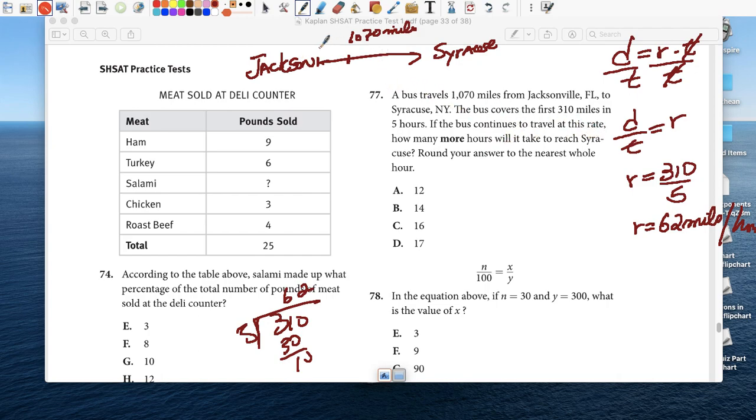Okay, so it traveled 310 miles, and we have a distance of 1,070. We already traveled 310, so let's subtract. 10 minus 3 is 7. So there are 760 miles left to go.